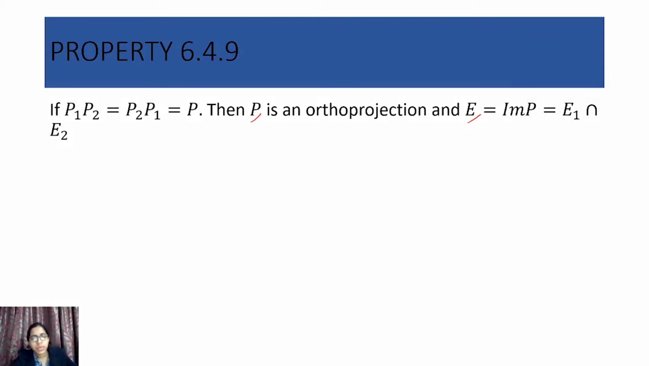So this was the first property that we have discussed in today's lecture, that is, if P1 P2 equal to P2 P1, where P1 and P2 are projections, and it is equal to P, then that P is again another projection. That is, if P1 and P2 are ortho projections, then P1 P2 is also a projection, and P2 P1 is also not only a projection, it is an ortho projection. And moreover, E will be the intersection of the image sets. So that was the first property that we have discussed today.